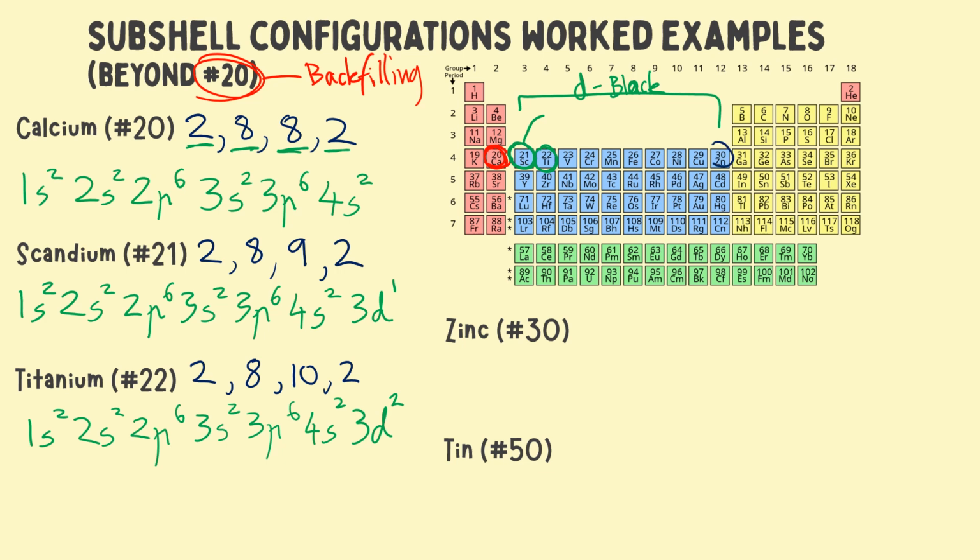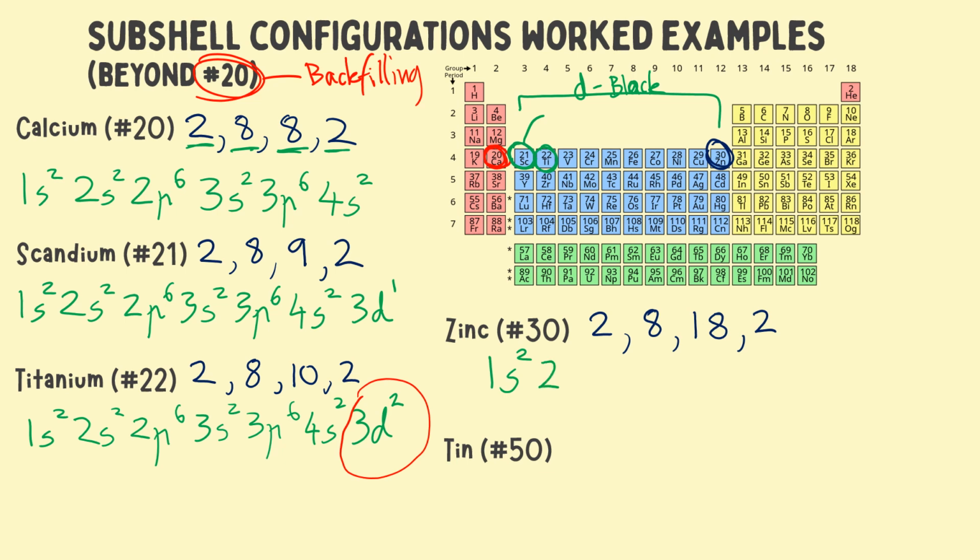All right, let's skip ahead to zinc, number 30. Zinc is at the end of the D block, so it's finished filling up its 3d subshell, which means it has 2, then 8, and now its third shell is completely full. It has 18, and it still has those 2 in the fourth. So the subshell configuration will be similar to titanium, but that 3d subshell is going to be full with all 10 electrons that it can hold.